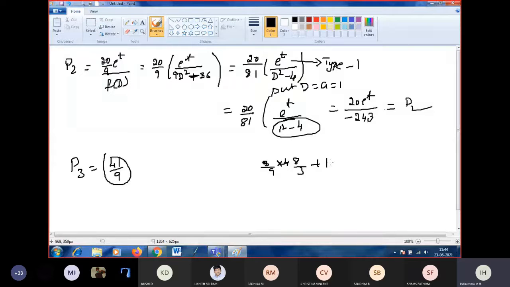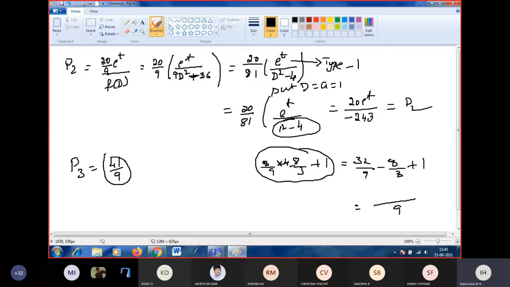Is it right? 8 by 9 into 4, plus, sorry, minus 4 into 8 by 3 plus 1. This is what we have. The constant terms in the RHS: 32 by 9 minus 8 by 3 plus 1. Take LCM as 9. Correct?